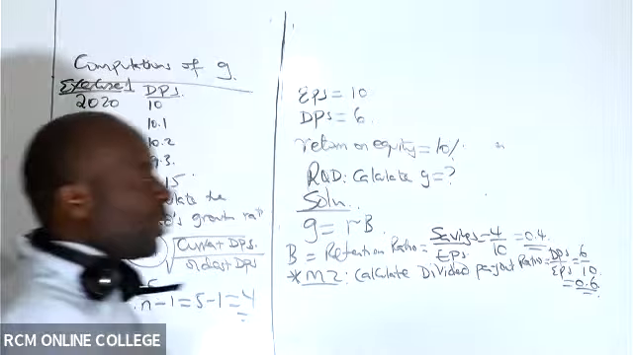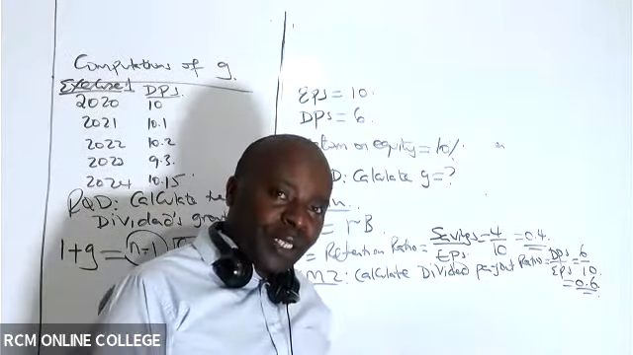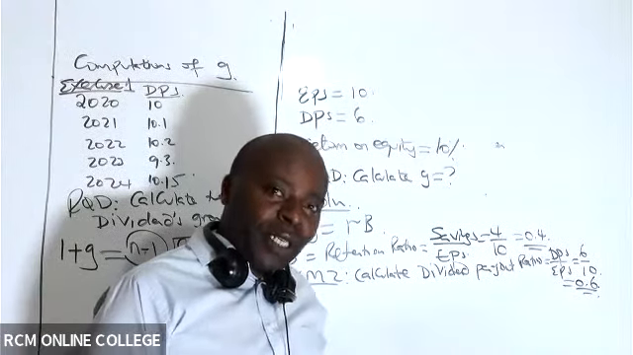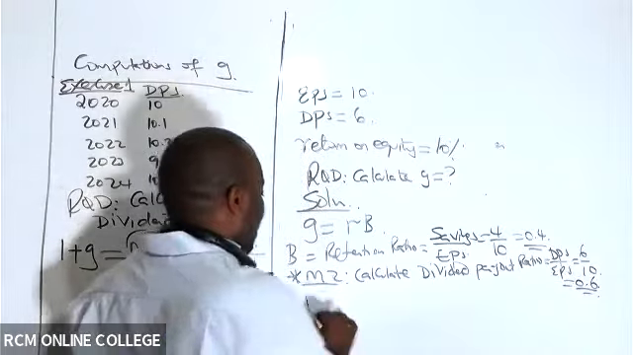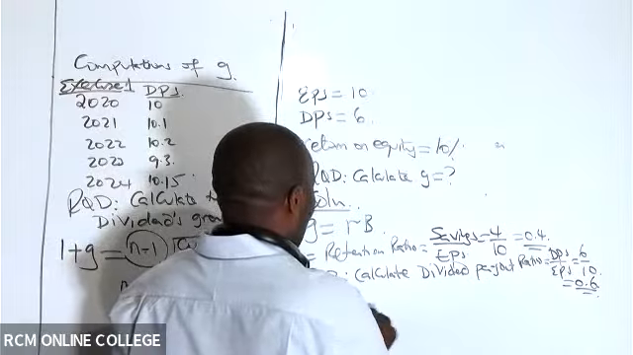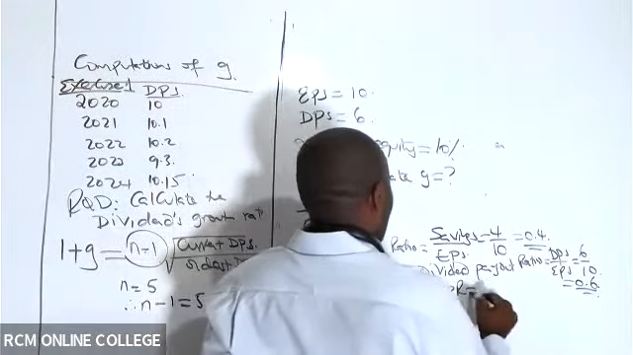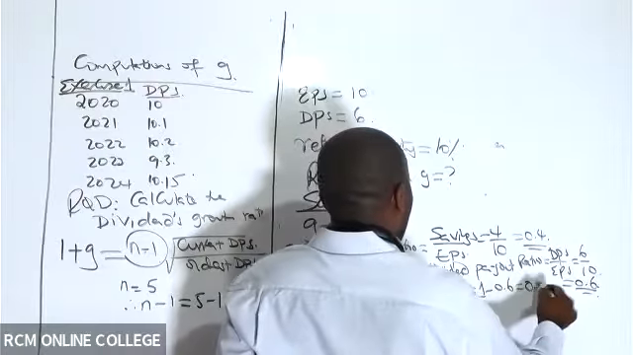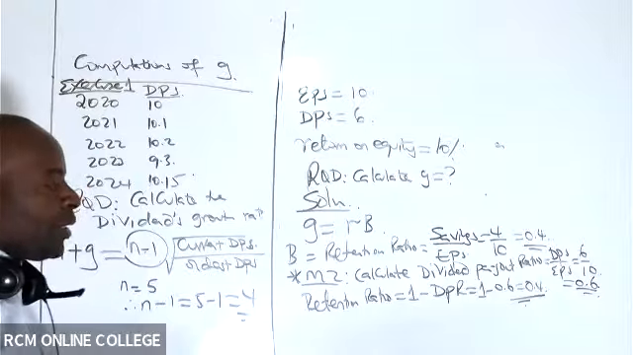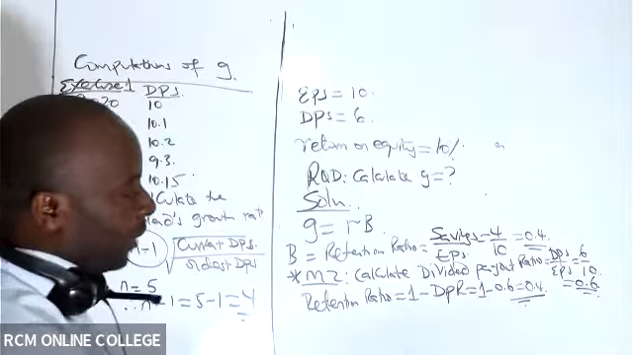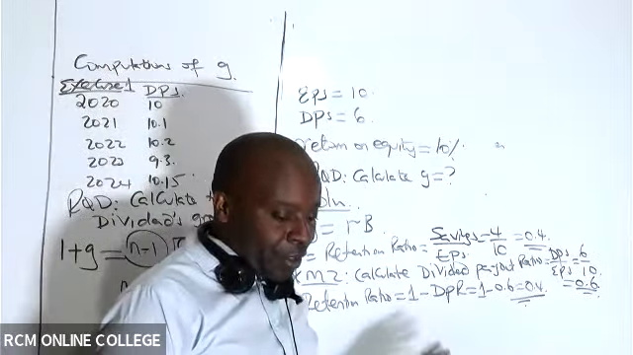So if the dividend payout ratio is 60%, if what I'm able to pay out is 60%, that means that what I'm able to retain is 40%. So the retention ratio will be 1 minus the dividend payout ratio. So 1 minus 0.6 gives me 0.4, which is 40%. So the retention ratio will be 1 minus dividend payout ratio, which ends up giving me 0.4.